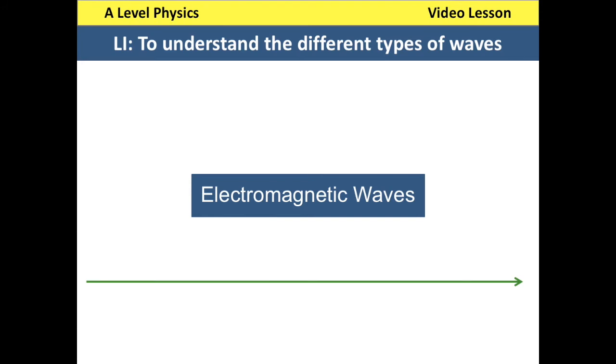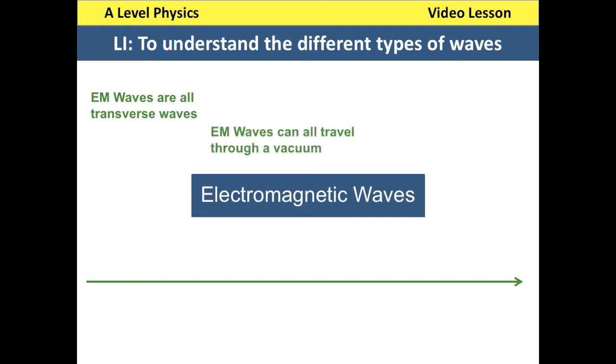So, in terms of electromagnetic waves, there are actually 7 electromagnetic waves that we need to know, and they are all transverse waves. So you need to know that all of the electromagnetic waves, all 7 of them, are transverse waves, which means they oscillate perpendicular to the direction of energy transfer. We also need to know that electromagnetic waves can all travel through a vacuum. In other words, they don't need a medium to travel through. They're able to travel through space, even though there are no particles in space to pass on any vibrations.